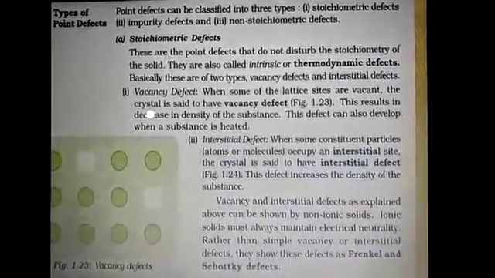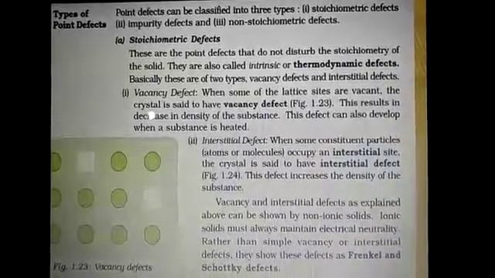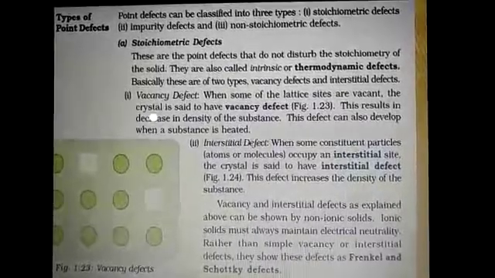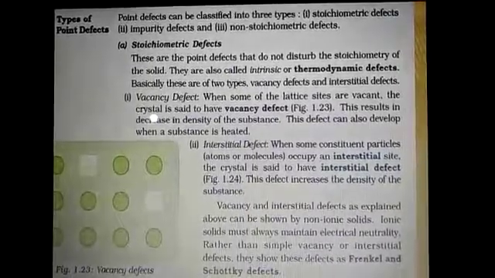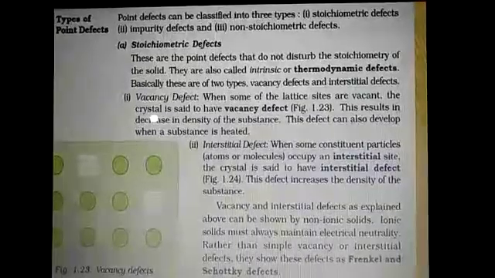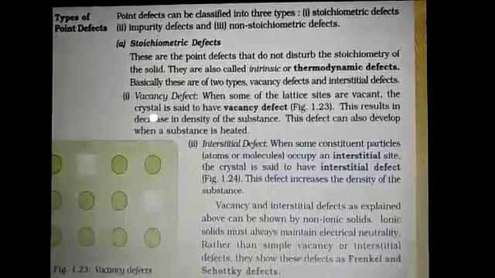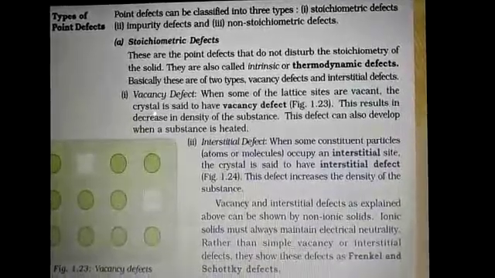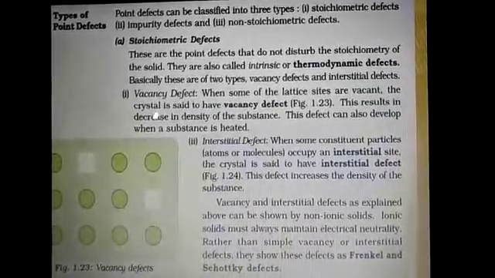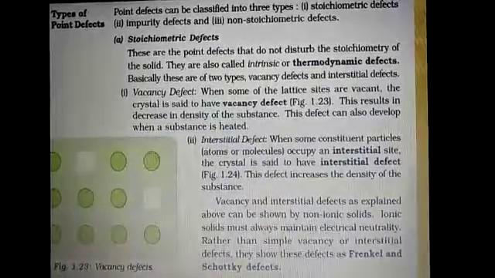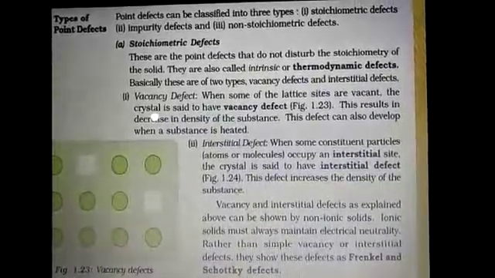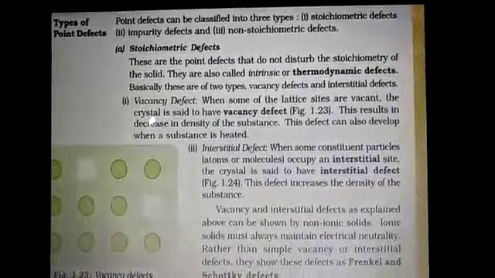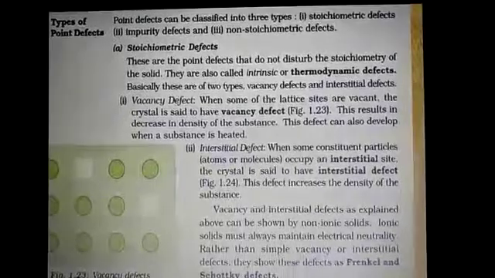If the imperfection in the crystals is such that the ratio between the cation and anion remains the same as represented by the molecular formula, then we call them stoichiometric defects. The types of the stoichiometric defect: first, vacancy defect. When some of the lattice sites are vacant, the crystal is said to have a vacancy defect. This results in a decrease in the density of the substance. This defect also develops when the substance is heated.